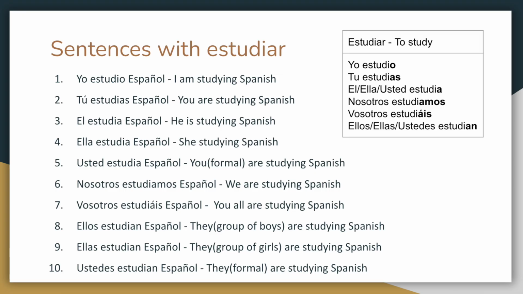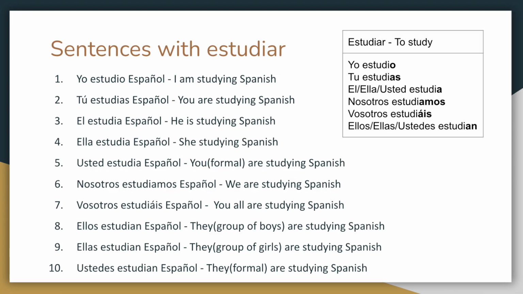And él estudia español. Él means he. Estudiar means to study. It's been conjugated to match él. And so él estudia español is he is studying Spanish. And it's the same for ella and usted. And then nosotros estudiamos español. So nosotros means we. Estudiar means to study. And the pattern for nosotros is amos. So it's correctly been conjugated with estudiamos. So nosotros estudiamos español means we are studying Spanish.